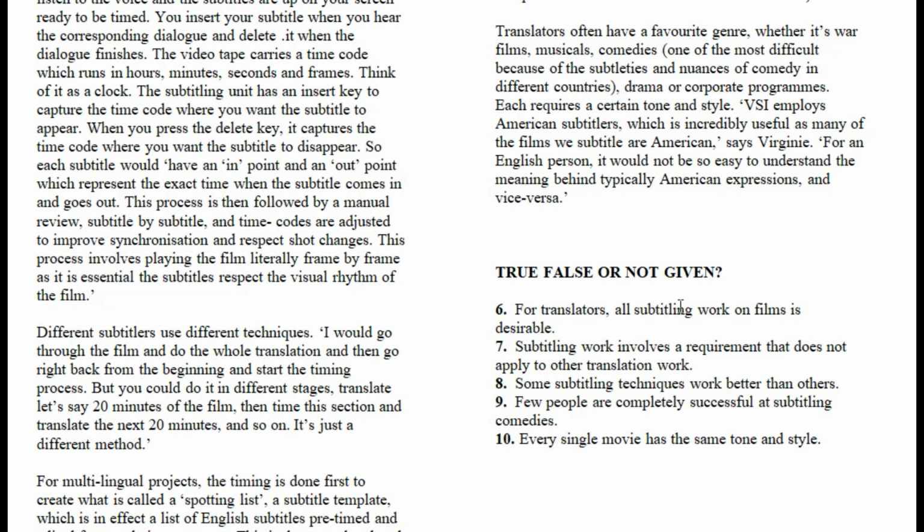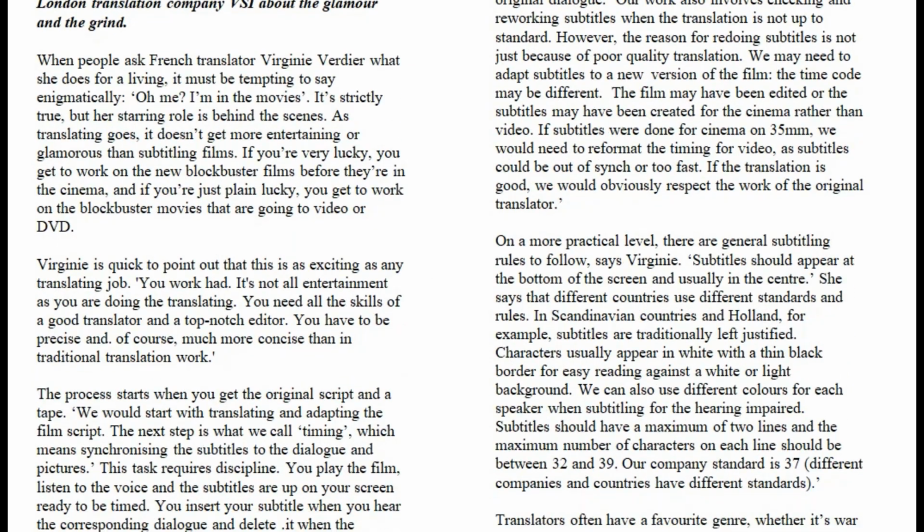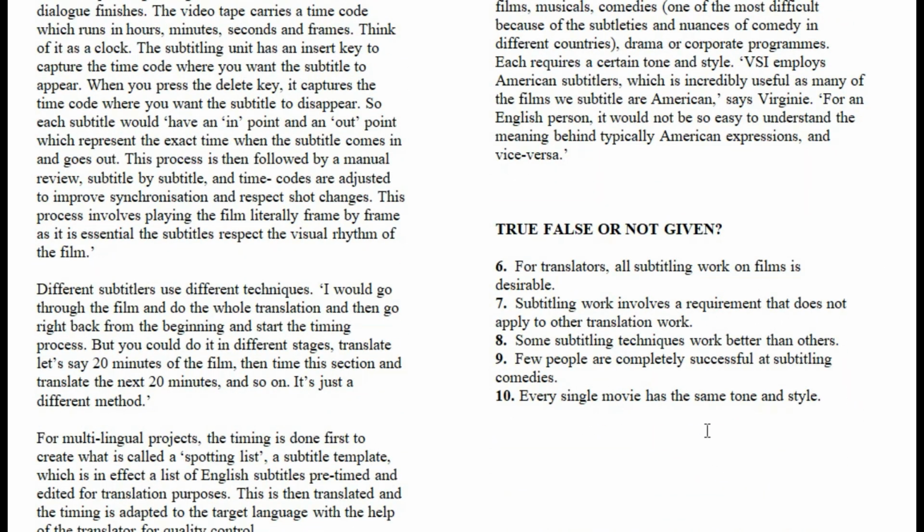So the first, it's about, for translators, all subtitling work on films is desirable. So something good, subtitling work and translators. Let's look at the beginning of the passage. So you see it's about a translator and enigmatically, so entertaining, glamorous. So probably the 6th statement is somewhere here in the first, maximum second paragraph. And the last one is every single movie has the same tone and style.